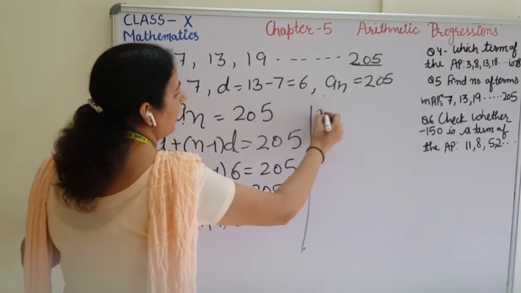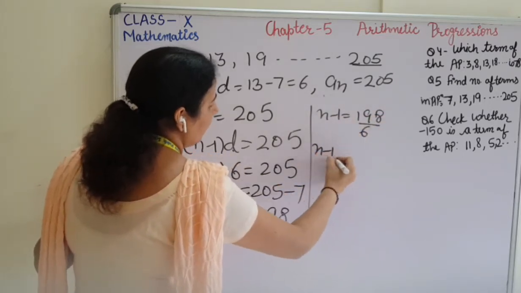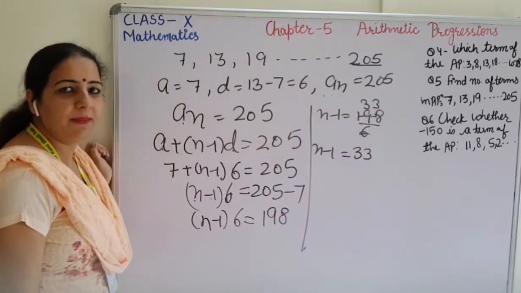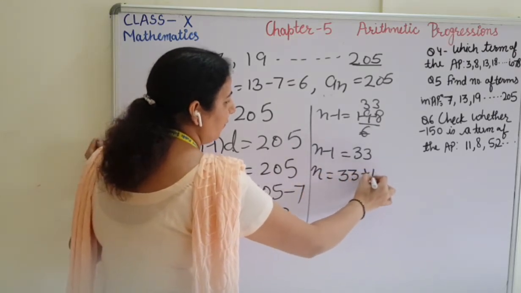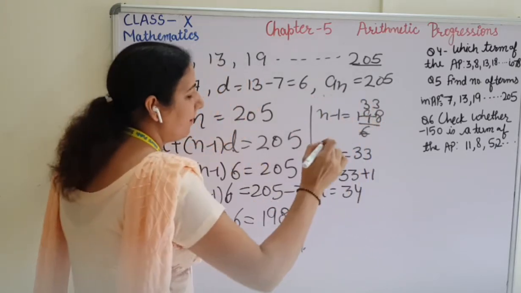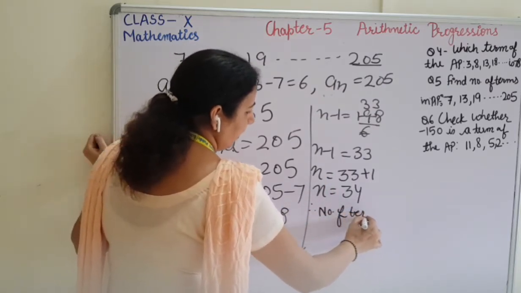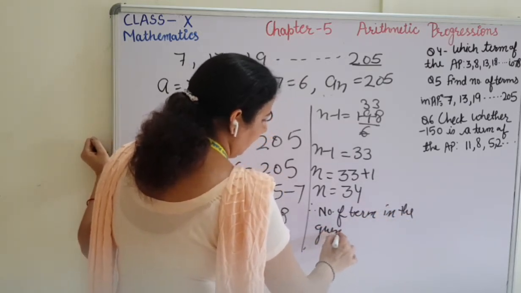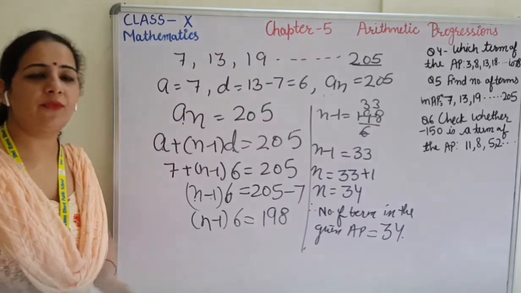So n minus 1 is equal to 198 upon 6. When you divide these two numbers, it will be 33. So n minus 1 is 33, but our motive is to calculate the value of n. So it will be 33 plus 1, and the value of n will be 34. Their question was the number of terms. Therefore, the number of terms in the given AP is equal to 34. Here the total number of terms is 34.